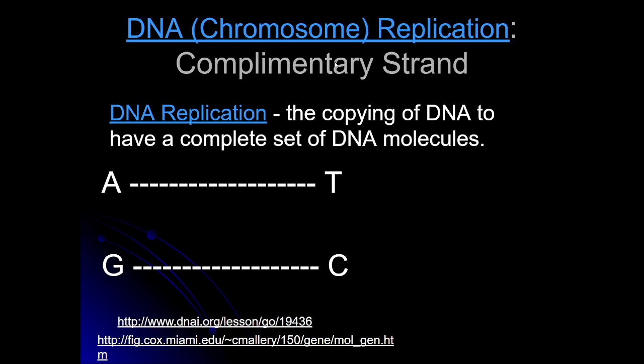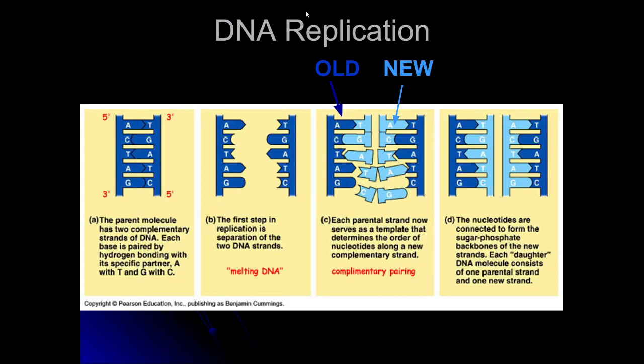DNA replication, complementary strand. DNA replication is the copying of DNA to have a complete set of DNA molecules. Over here are the chemical bonds, and the ones they pair to. So A is paired with T, and G is paired with C. Here's how DNA replication works. So here's the parent molecule, which is the original strand of DNA.